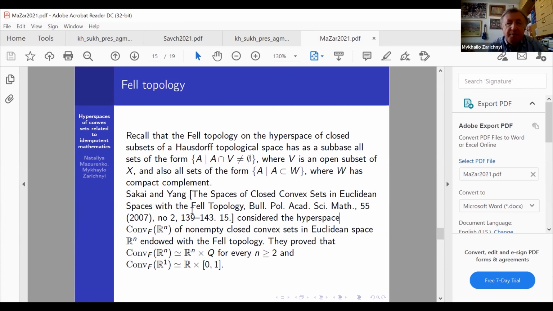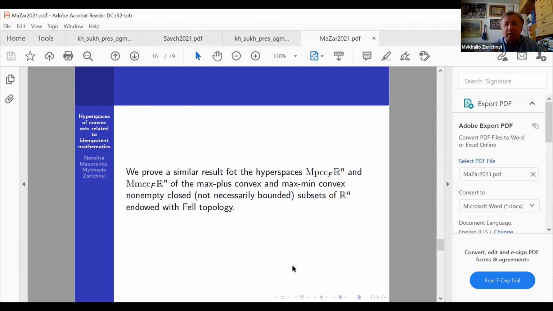And Sakai and Yang proved, they considered the hyperspace of ordinary convex sets of the Euclidean space, and they proved, well, this is a trivial case, so we exclude it, that the hyperspace is homeomorphic to R to the power of n multiplied by Q. And we can prove similar results, and this is what I wanted to say here, basically. First of all, these hyperspaces endowed with the Fell topology are homeomorphic to R n multiplied by Q.